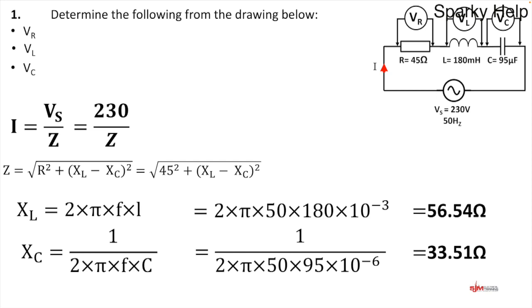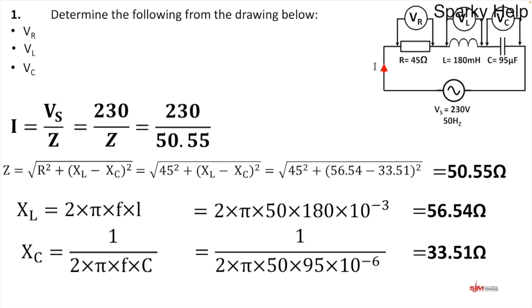These can now go into the formula above. We happen to have the big one take away the small one, but remember, it makes no odds. If we do that calculation, what you end up with is a Z, a total opposition to current flow, of 50.55 ohms. This now can go into our Ohm's law formula at the top. 230 divided by 50.55 equals 4.54 amps.